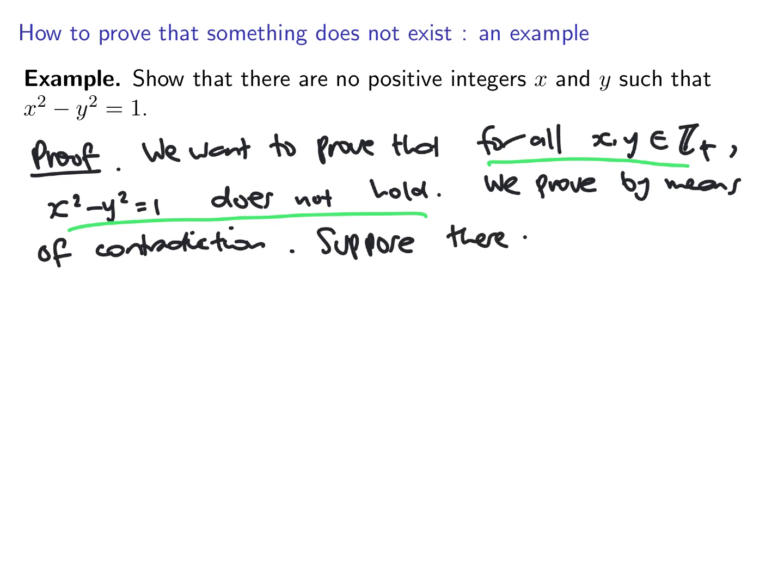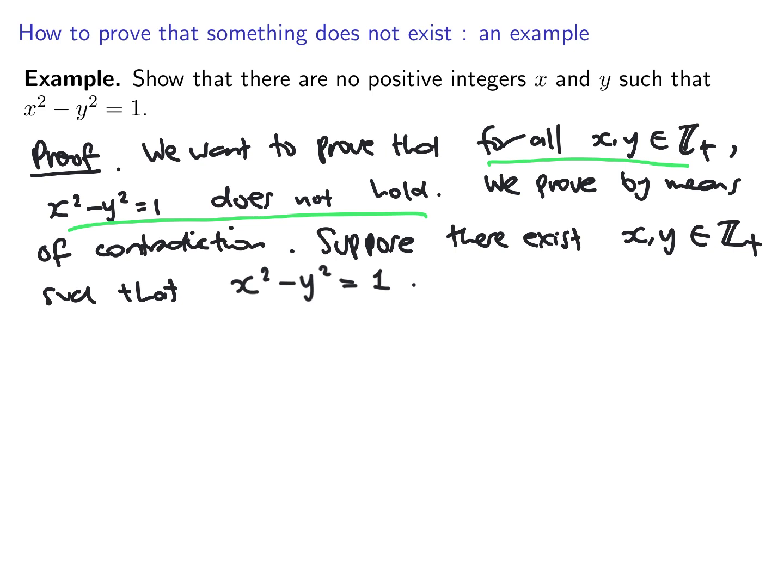Suppose there exists x, y positive integers such that the negation of this holds: x squared minus y squared equals 1 does not hold. So it means that x squared minus y squared equals 1 indeed holds, right? Now, what I'm going to do is factorize x squared minus y squared as (x plus y)(x minus y) equals 1.